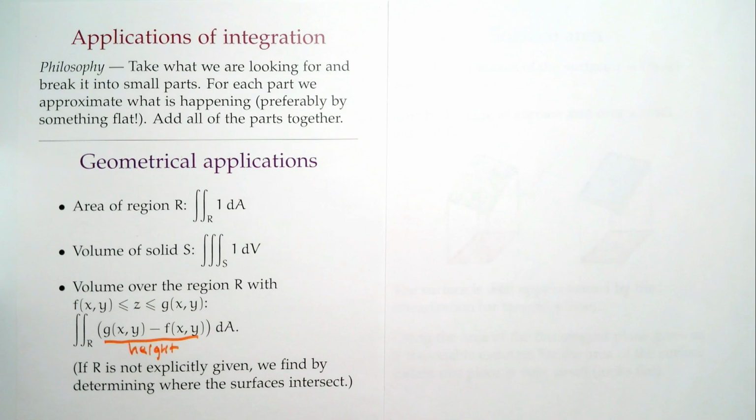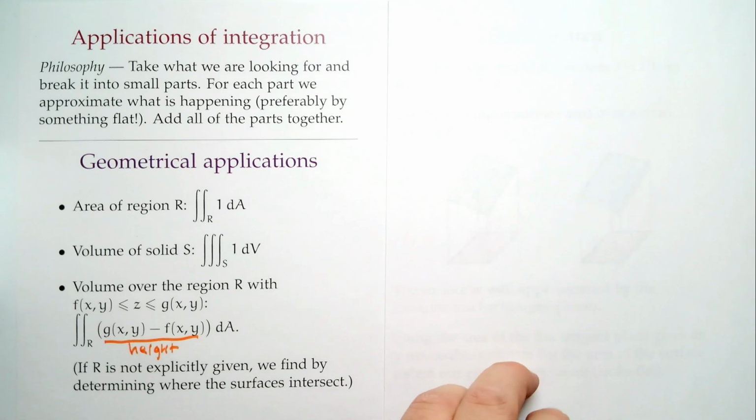Now, sometimes if we're looking for volume between surfaces, we may not explicitly state the region. And if that's the case, what do we do? Well, we look at where the two surfaces intersect, and that'll tell us where our region should be.